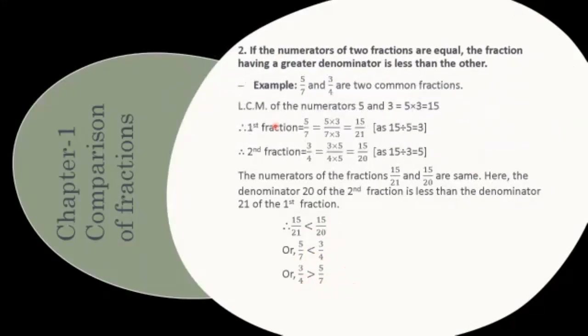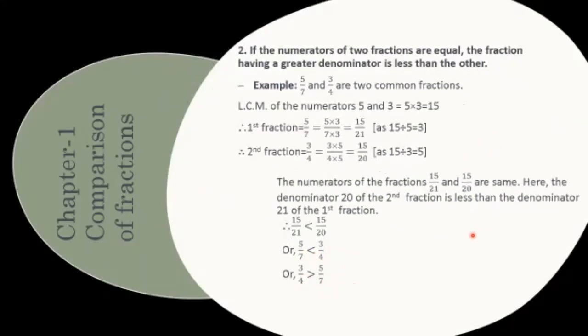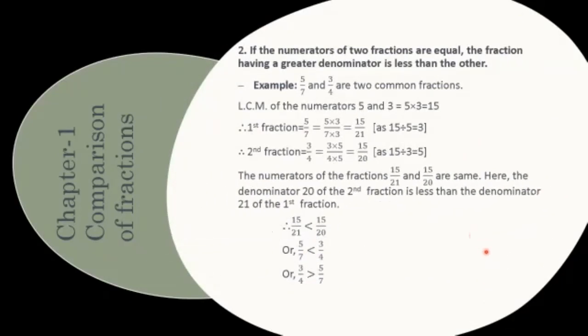At first, in one method we made the denominator same, and here we have made the numerator same. As you can see, this is the example, my dear, and at first we found the LCM, then in the first fraction and the second fraction we make the numerator the same. This is 15, and after that we got 5 divided by 7 less than 3 divided by 4, or 3 divided by 4 is greater than 5 divided by 7.